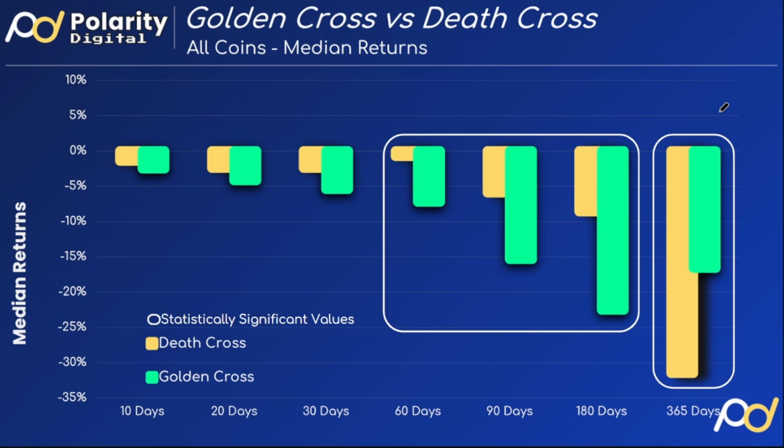Remember, guys, we're not just making this up and cherry picking a few coins here. We're looking at the entire cryptocurrency market, across a time span of 9 to 10 years at this point. So this is just objective data. We're just showing you the results.